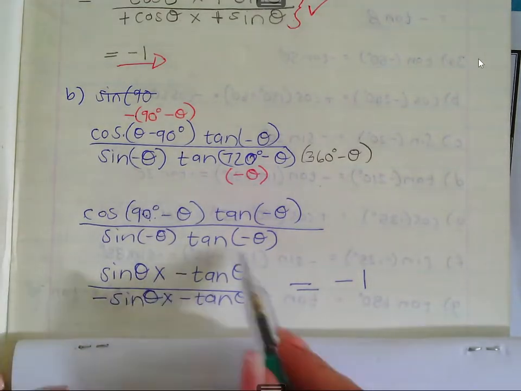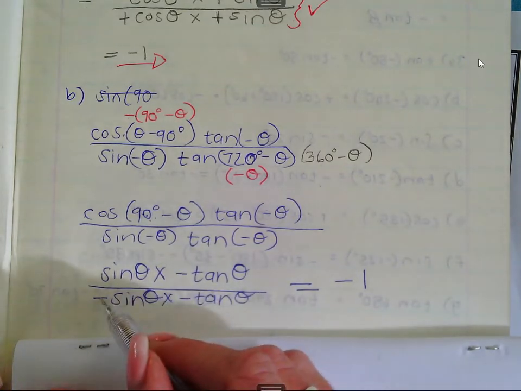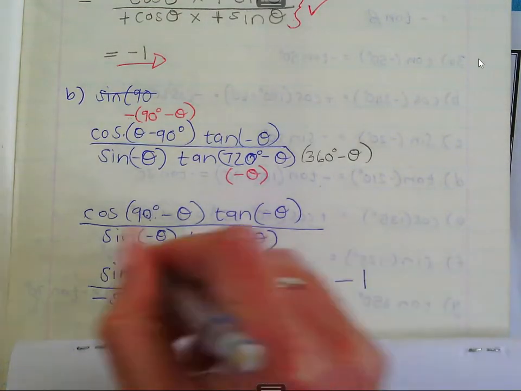Alright, the sins cancel out, the tans cancel out. Negative divided by negative times by negative gives me negative 1. Remember, just the correct answer does not mean you got it right. This is where we get our marks.